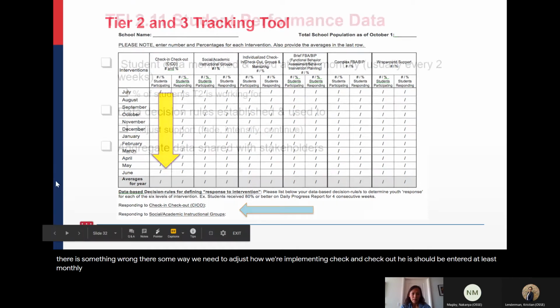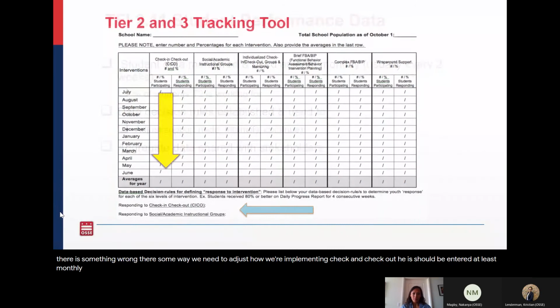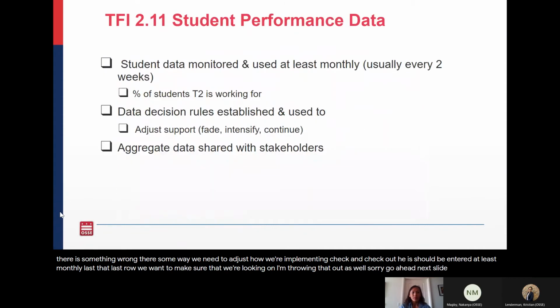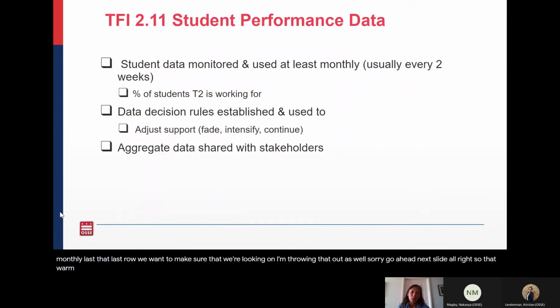Okay, and again, that last row, we want to make sure that we're looking at and filling that out as well. Sorry, go ahead, next slide. All right, so that form we will put in the Google folder as well for you to access, and we'll be referring to it in a little bit.